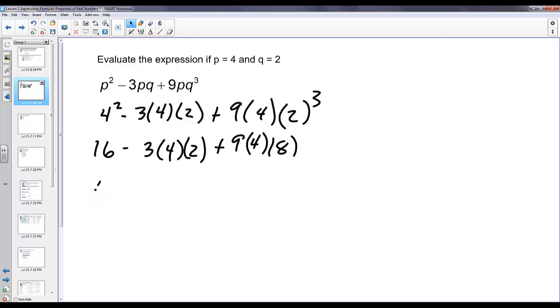So I once again will look at this and do my multiplications from left to right. In this case I have 12 times 2, which is going to be 24. 9 times 4 is 36, times 8 is going to be 288. And then I just evaluate this, adding and subtracting as I see it from left to right. So 16 minus 24 plus 288 is going to be 280.